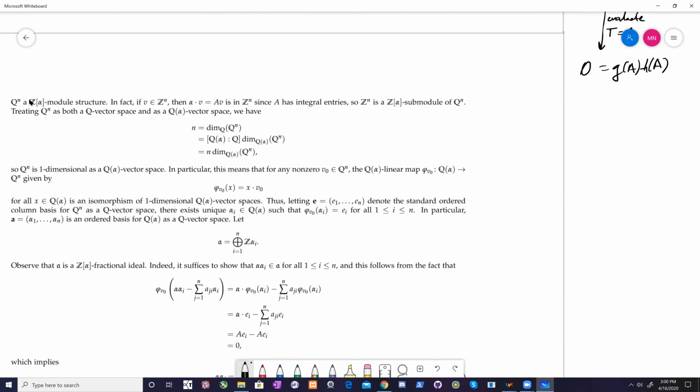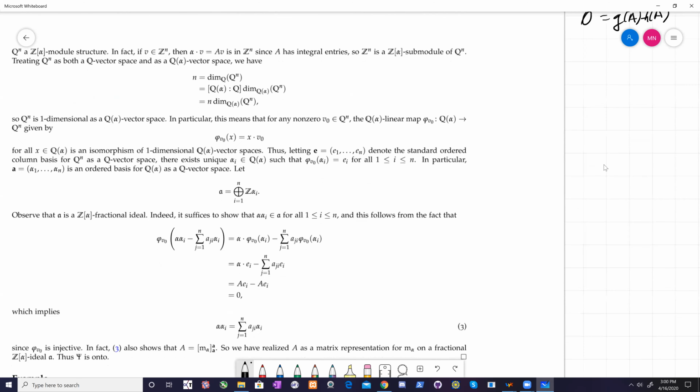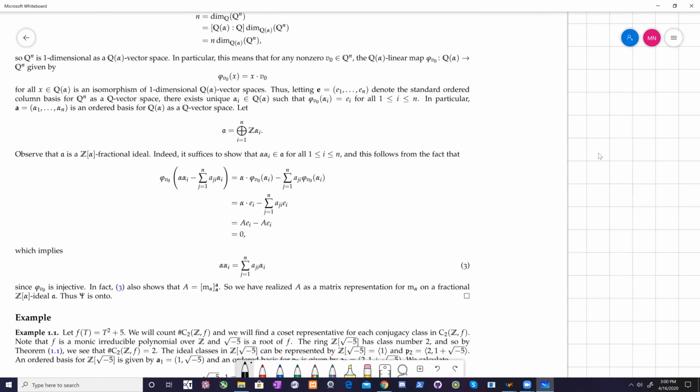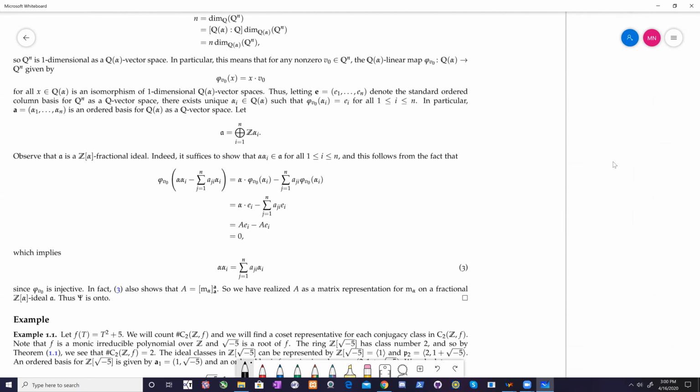And by basic dimension theory of vector spaces, Q^n is a one-dimensional Q(alpha) vector space. Okay, so what does it mean that Q^n is a one-dimensional Q(alpha) vector space? It means that for any non-zero v_0 in Q^n, the Q(alpha) linear map phi_{v_0} from Q(alpha) to Q^n is given by this guy here.